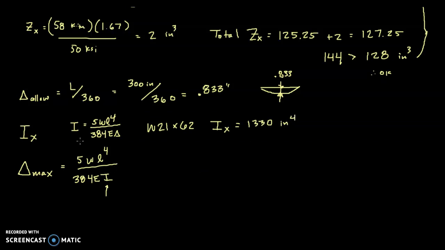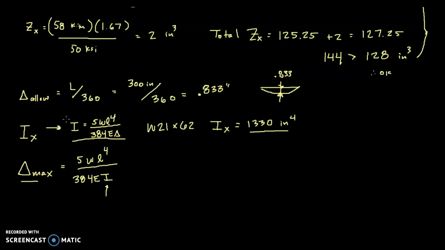So again, we can either rearrange the formula for I, solve for I, and then say, okay, is 1330 bigger than or less than the required I? The other way to go about it is to actually plug 1330 in for I and determine how much the beam is going to deflect. I typically like to do it this way.